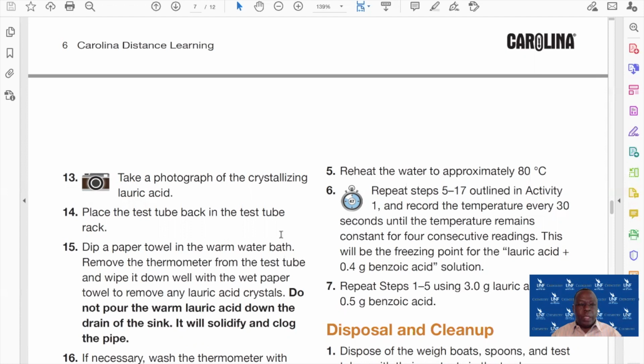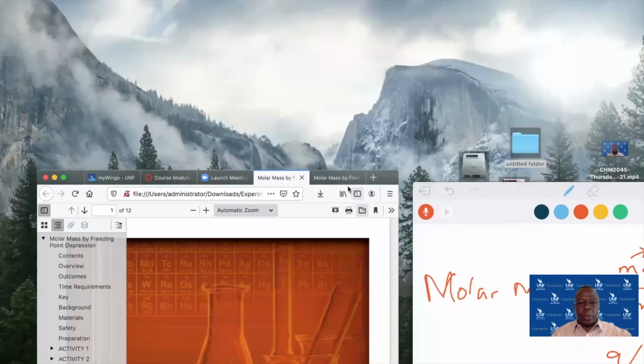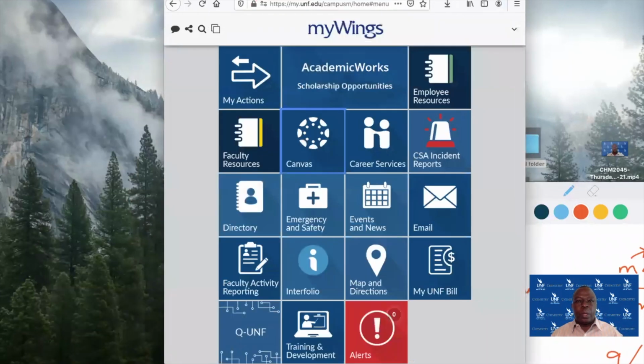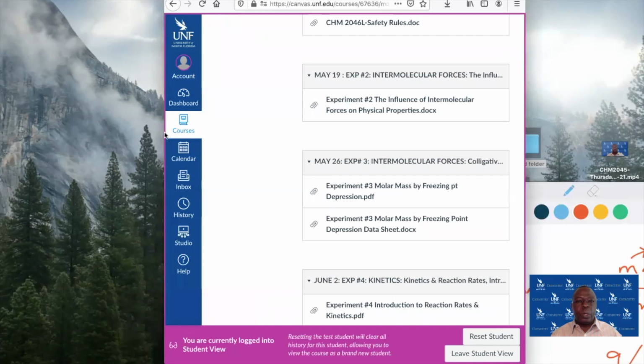You will submit this work next week. By midnight next week, I'll collect the data sheet through Canvas. You have to submit your work through Canvas.